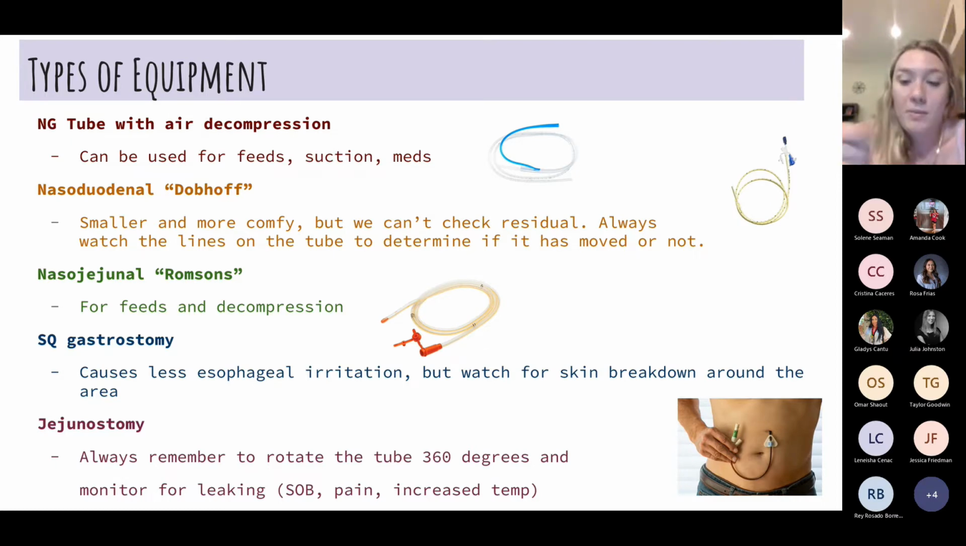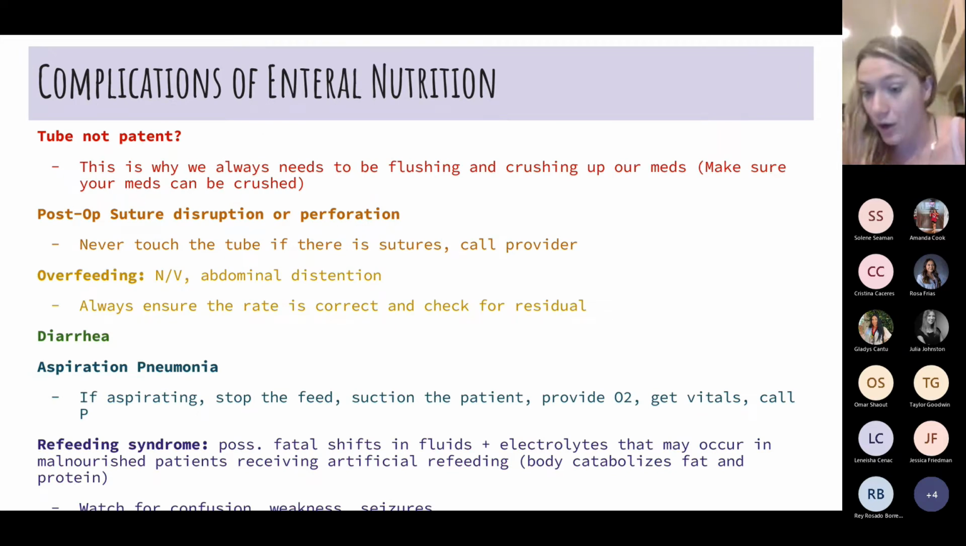With our jejunostomies, we always want to make sure we're turning that tube 360 degrees, and we want to monitor for any sort of leak. When we have our NG tubes, we're at a really low risk for leaks because the tube is going straight through the esophagus into the stomach. Not a lot of area where the tube could become misplaced. But if we're going in through the abdomen, maybe they pulled it, maybe something happened, maybe it was just not right, it can leak. And if it leaks into the abdomen, we are a little bit concerned with this. So if you ever see your patient presenting with dyspnea, pain, increased temperature, I'm thinking that they might have a leak. And what do I do? I stop the feed, if there is a feed going, and I call the provider.